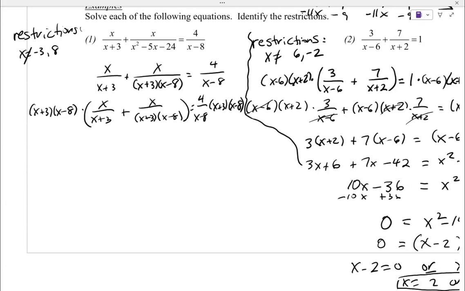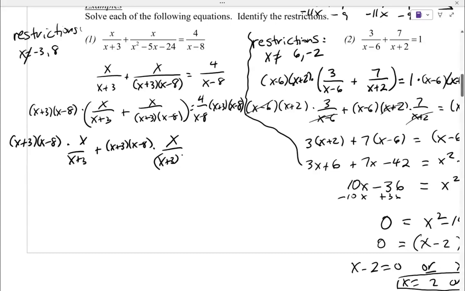Now that we multiply both sides, what do we do next? Yeah, we're going to cross out, but we need to do one more thing before we cross anything out, right? We need to on the left-hand side. I've got to multiply it through, right? I've got to distribute it out, right? So we'll distribute the x plus 3 times x minus 8 to both pieces on the left.